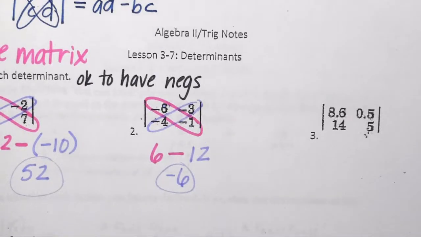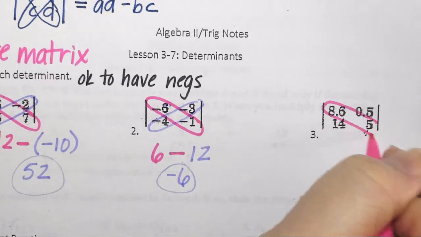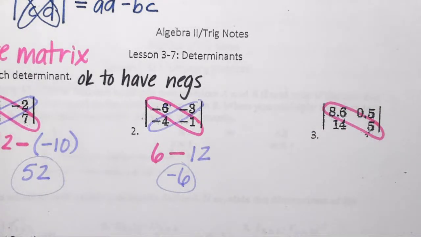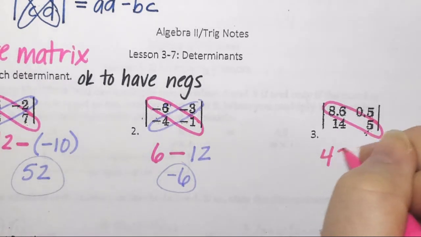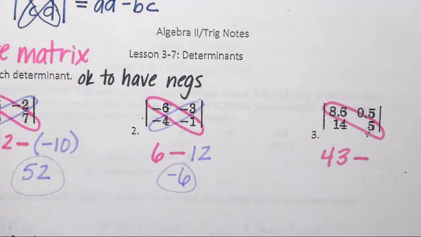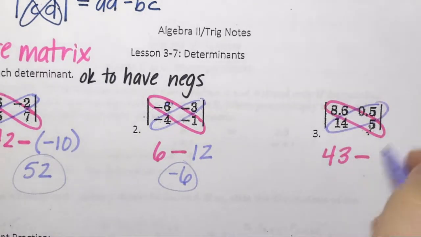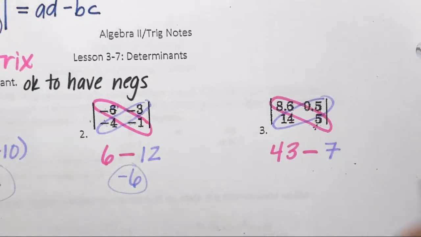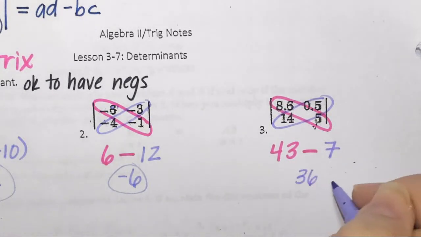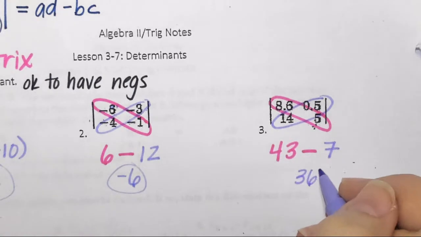So for our next one, I've got some decimals, so I'm going to need some help. I need 8.6 times 5, 43, go back to get a point, minus, I know 14 times 0.5 is 7. So 43 minus 7, which is 36. You can have a point. Table 3.